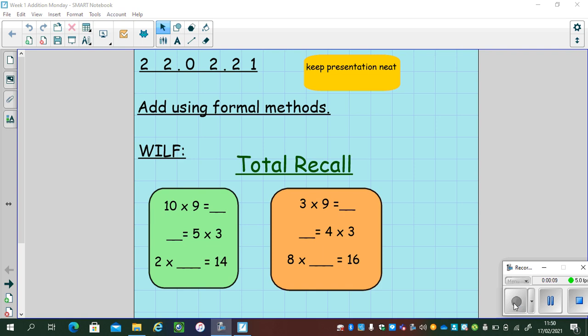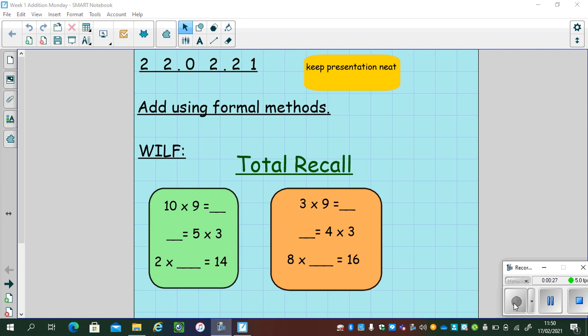For the next 2 weeks, we are focusing upon getting the formal written methods correct. That includes column addition, column subtraction, and short multiplication. Today it is 22:02:21, and we are focusing on adding using formal methods.